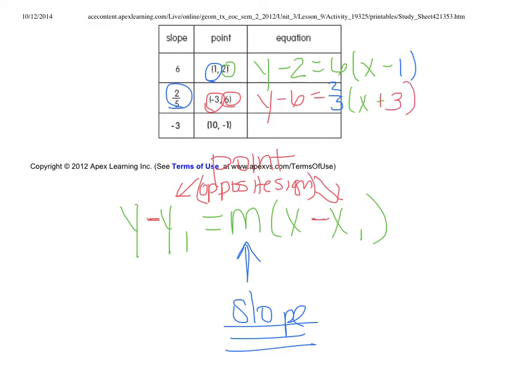So my last one is going to be y minus, well, my y value here is -1, so that's really going to become plus 1, equals my slope, which is -3, times x minus, that x value it gives me is 10. So those are my equations in point slope form. And that is a 10, not a parentheses around a 0.